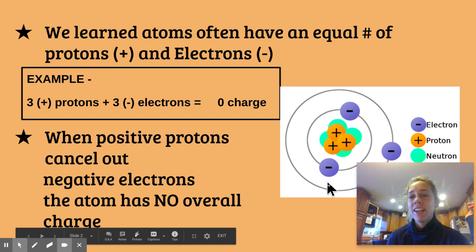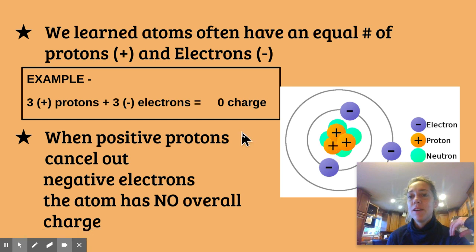But if you were to add an electron to this atom, it would become negative. If you were to take away an electron, it would become more positive, because then the positive and negative charges don't balance.